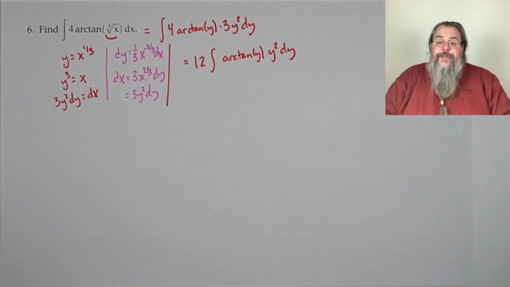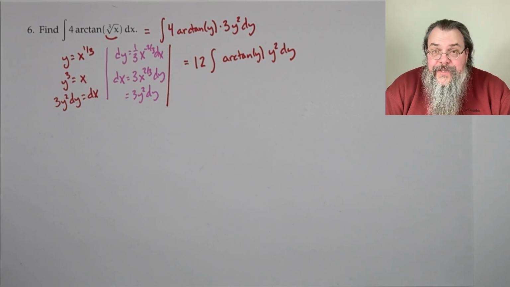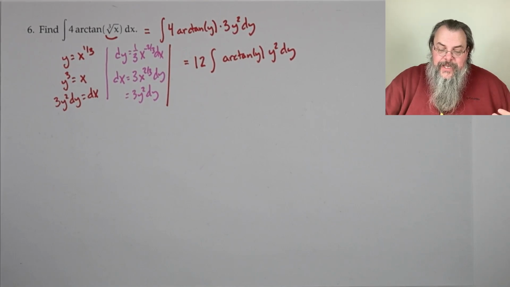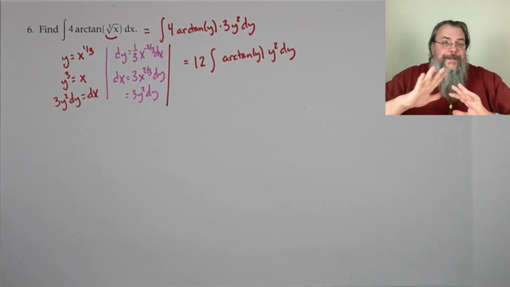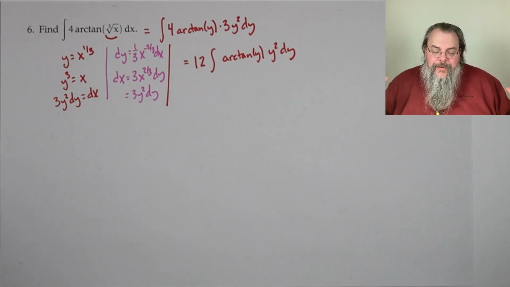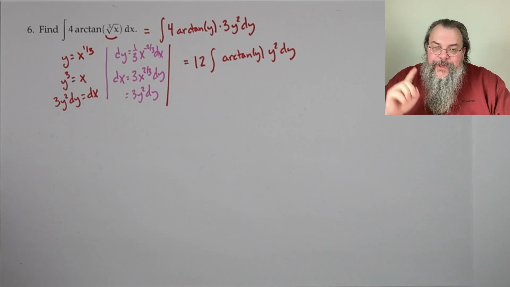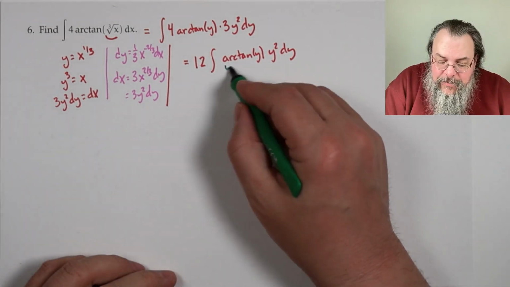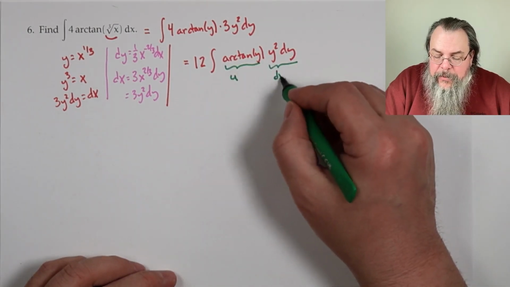Now, thinking integration by parts. Is there something that we want to integrate? Is there something we want to differentiate? And I would say arctangent of y, I love you. I'm a big fan. I've seen all your best hits, but I don't want to integrate you. So with that in mind, let's differentiate it. So I say, okay, arctangent of y, we'll have that be our u. y squared dy, that would be our dv.